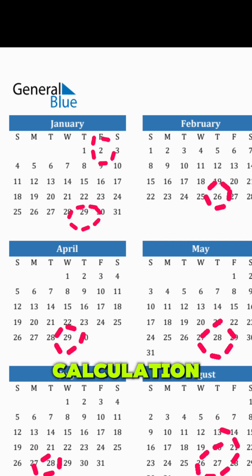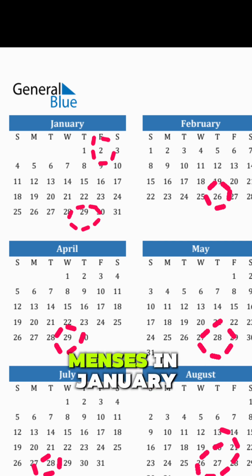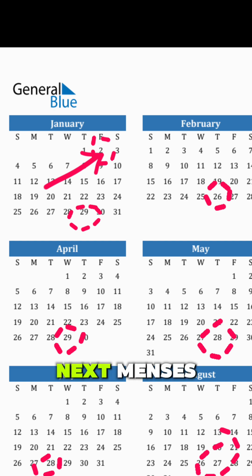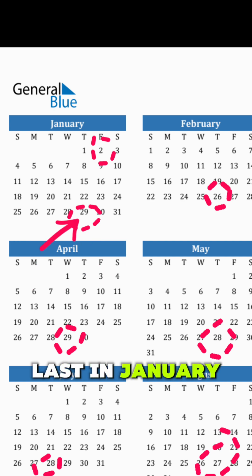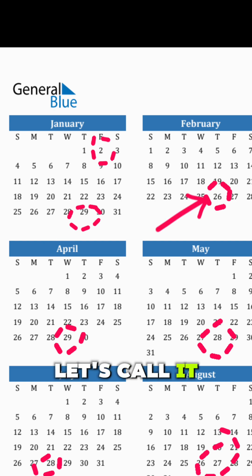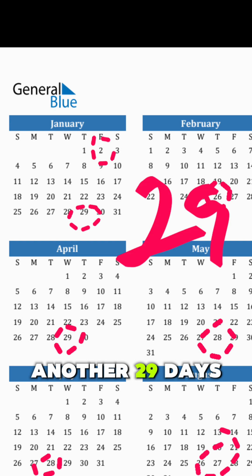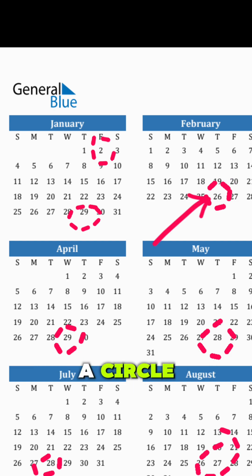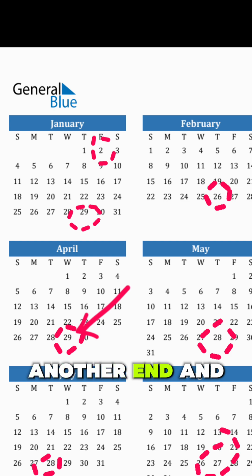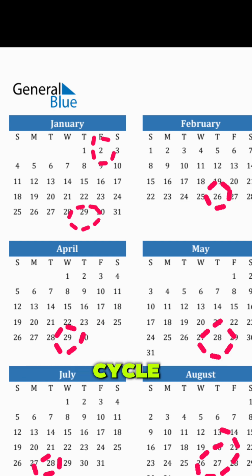Now she's going to do this calculation from the day she saw her menses in January to the day she saw her next menses. Let's call it 28 days. From the day she saw her menses last in January to the day she saw it in February. Let's call it another 29 days. Yes, because you need to calculate from here to here. How many days? Remember, this begins a cycle and this is another end and also a beginning of a new cycle. So let's call this 29.